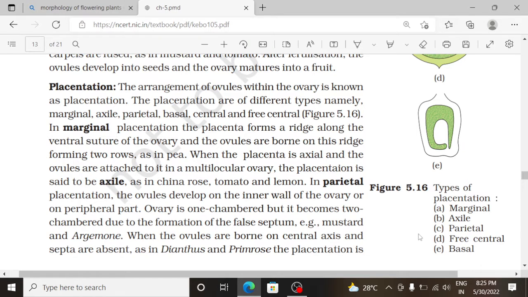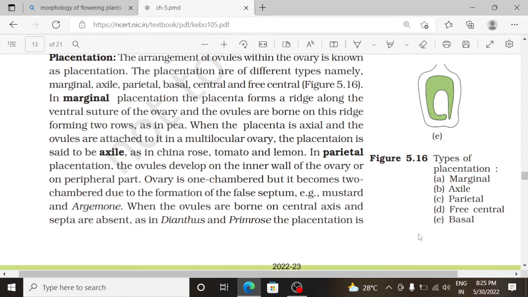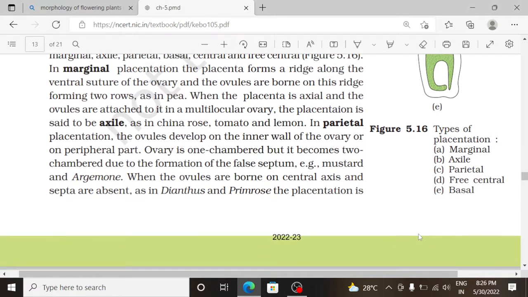The placentation is of different types, namely marginal, axile, parietal, basal, free central and pre-central. In marginal placentation, the placenta forms a ridge along the ventral suture of the ovary and the ovules are borne on this ridge, forming two rows, as in pea. When the placenta is axial and the ovules are attached to it in a multilocular ovary, the placentation is said to be axile, as in China rose, tomato and lemon.